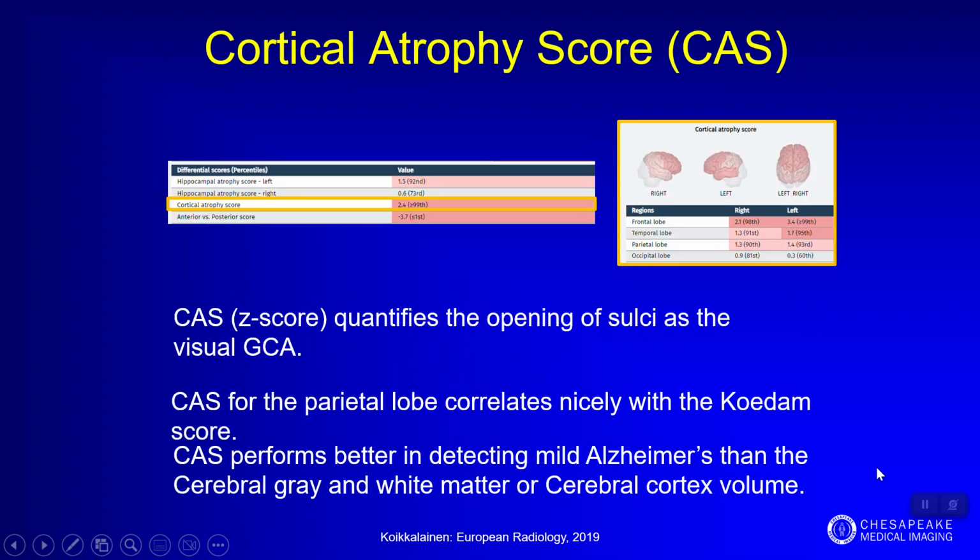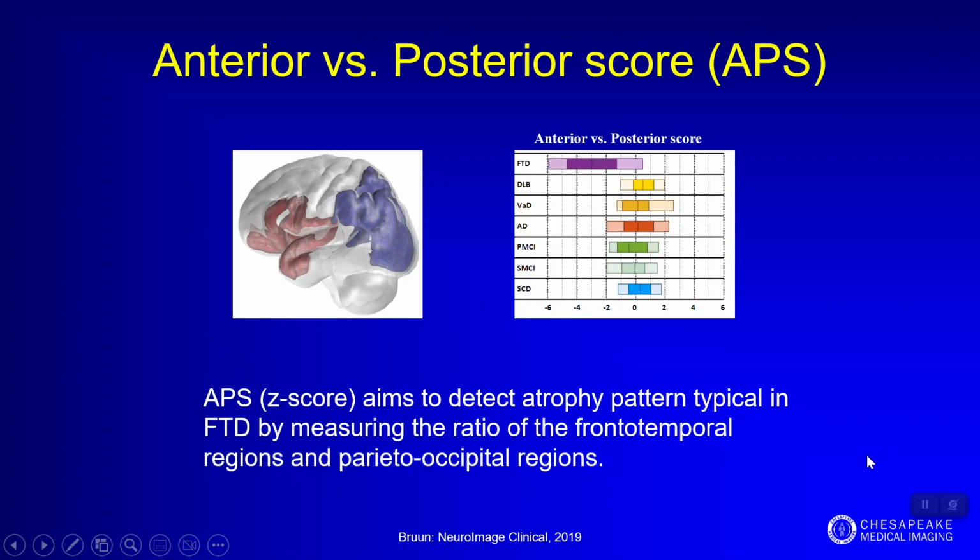Cortical atrophy scores are also useful, and they quantify the opening of the sulci, such as the visual GCA score, and the parietal lobe that correlates with the Koedam score. These scores perform better in detecting mild Alzheimer's disease than strict statistical measures of cerebral gray and white matter or the cerebral cortical volume. The anterior posterior score looks at this area of the frontal and temporal lobes and compares it to these posterior regions. And this is a useful ratio for helping distinguish frontal temporal dementia from other neurodegenerative causes.